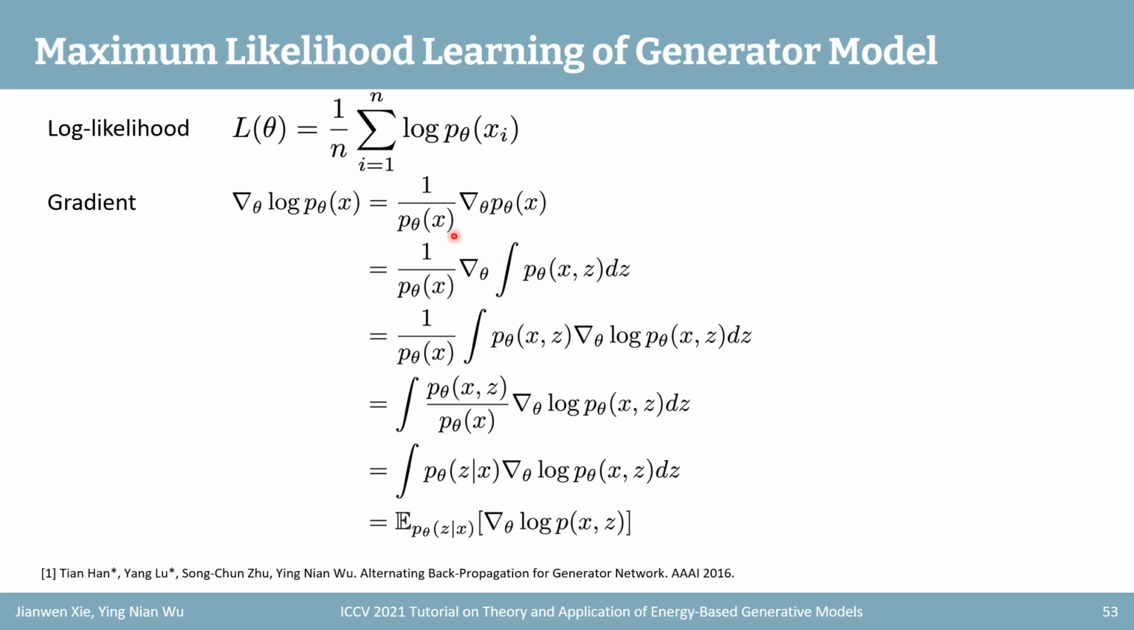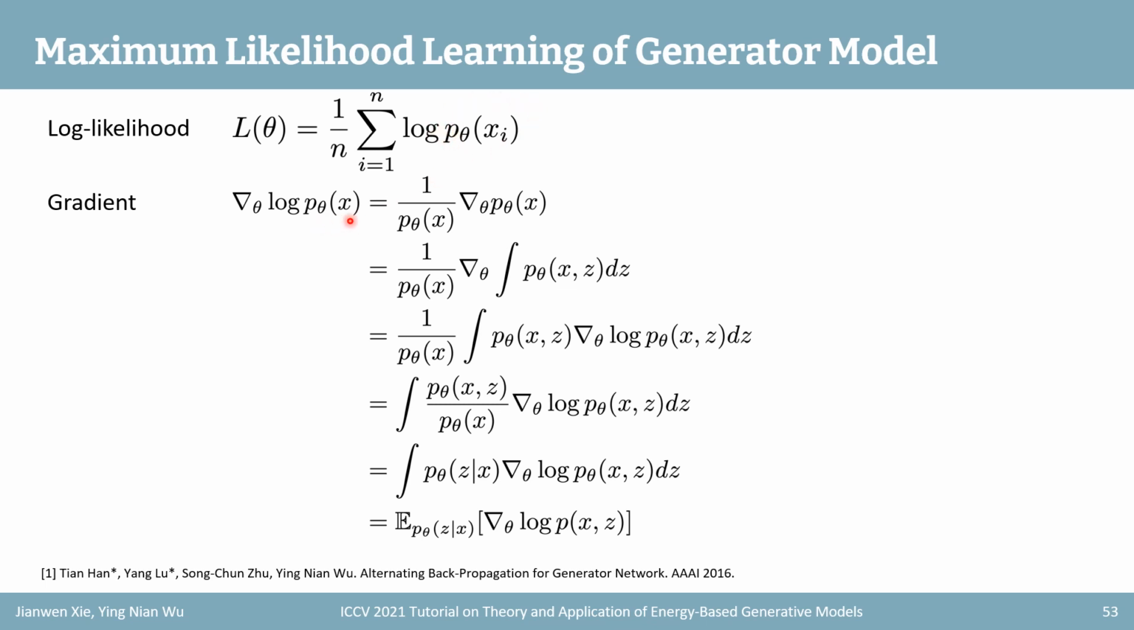So first, we write down the log likelihood for a set of observations, x_i, where i goes from 1 to n. We have n observations. Then the log likelihood is just the average of the log likelihood for each observation. But here, this is a marginal distribution because we only observe x_i. We don't observe the underlying z_i. So we have to use the marginal distribution for the log likelihood function.